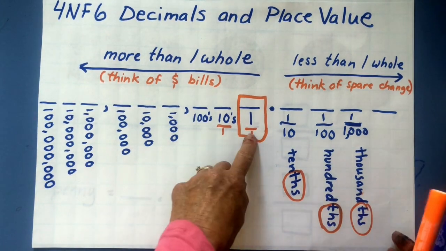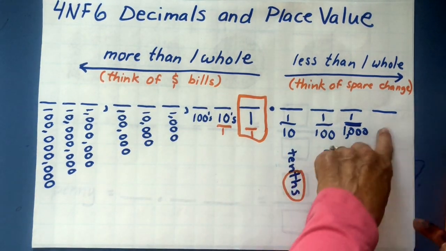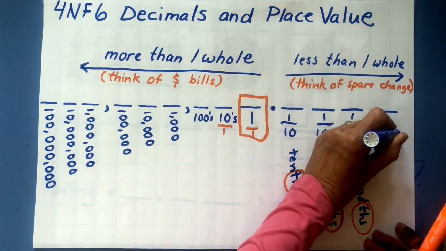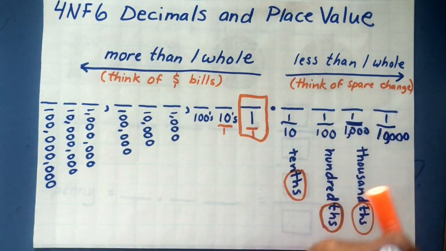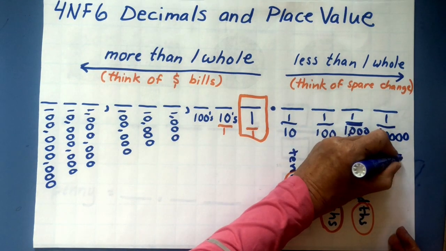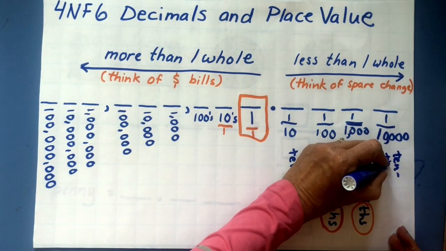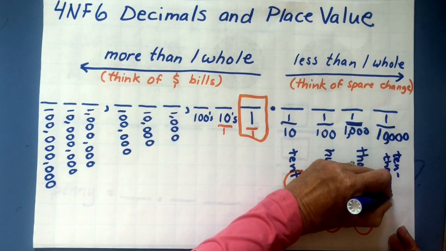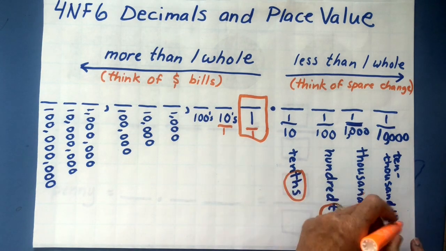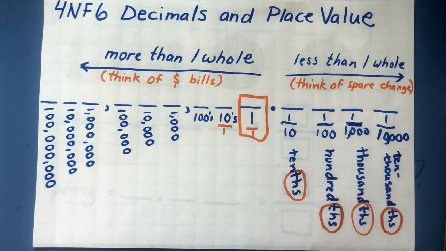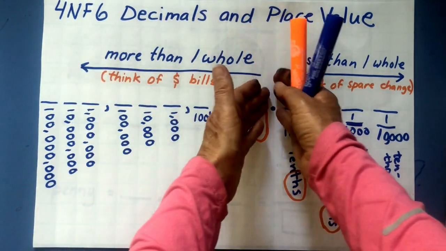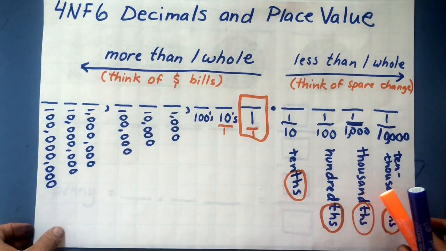And the last one, no zero, 1, 2, 3, this must be 4 zeros. So 1, 2, 3, 4 zeros, add the comma, 10 thousandths. So this is 10 thousandths. Thousand, and then I just add the th, 10 thousandths. All right. Okay, so remember this side is more than one whole, this is less than one whole. Let's go to the next slide.